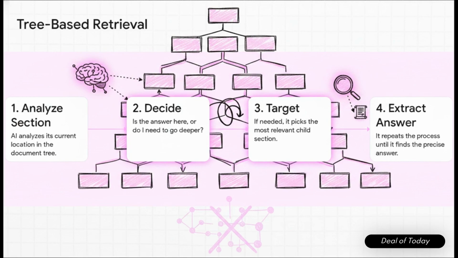So how does this navigation actually work? Well, it's a really smart, logical process. First, the AI looks at where it is in the document's structure. Then it asks itself a simple question. Is the answer here, or do I need to dig deeper? If it needs to go deeper, it intelligently picks the most relevant subsection and does the whole thing over again, and just keeps drilling down until it pinpoints the exact answer. This means you get way less noise and much, much higher precision, especially if you're working with something complex, like a technical manual or a legal contract.